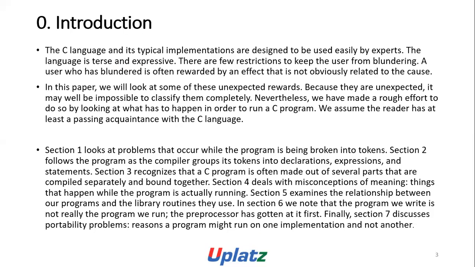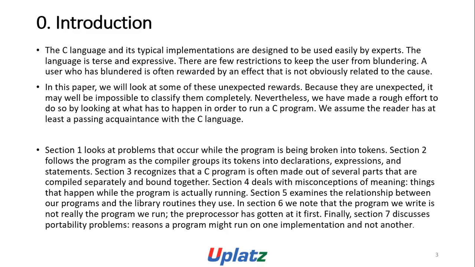Introduction. The C language and its typical implementations are designed to be used easily by experts. The language is terse and expressive. There are few restrictions to keep the user from blundering. A user who has blundered is often rewarded by an effect that is not obviously related to the cause. In this paper, we will look at some of these unexpected rewards. Because they are unexpected, it may well be impossible to classify them completely.